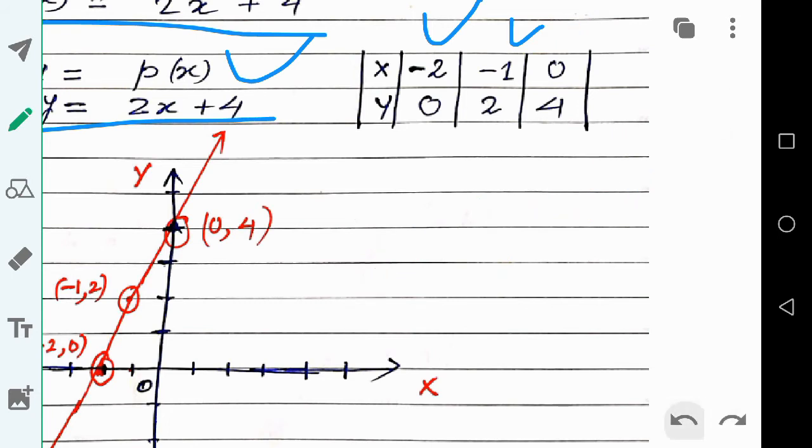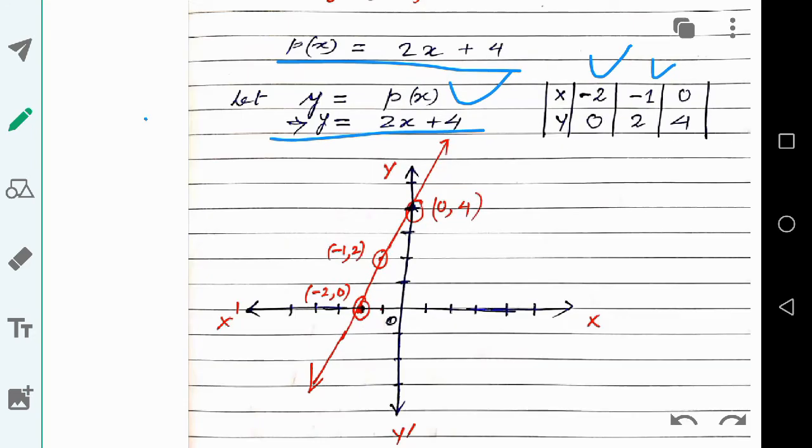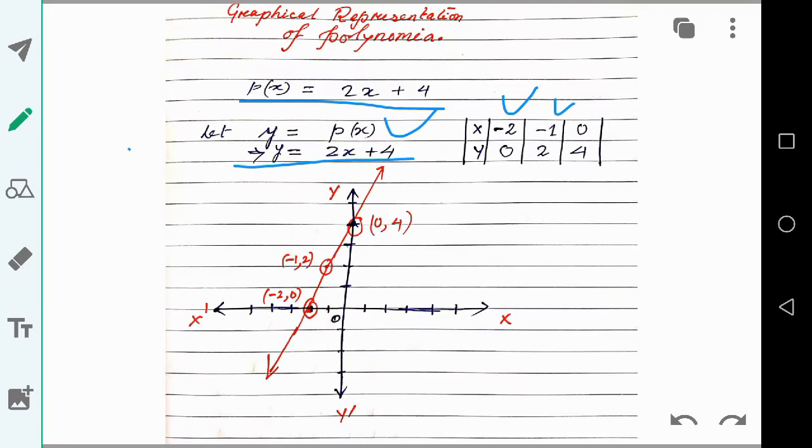You have already done such kind of things in class 9 in linear equations, so you know how to plot points on a Cartesian plane. If you plot these 3 points and join them, you will get a straight line. Because it is a linear polynomial, its graph will be a straight line.